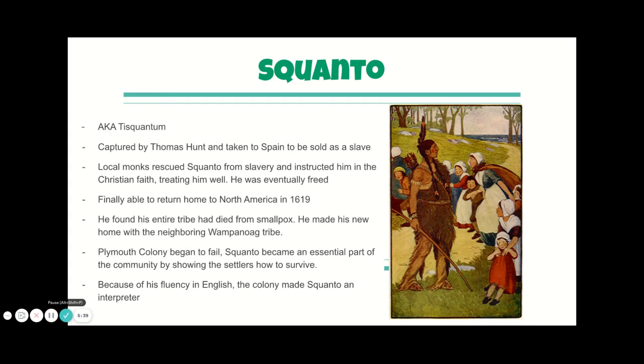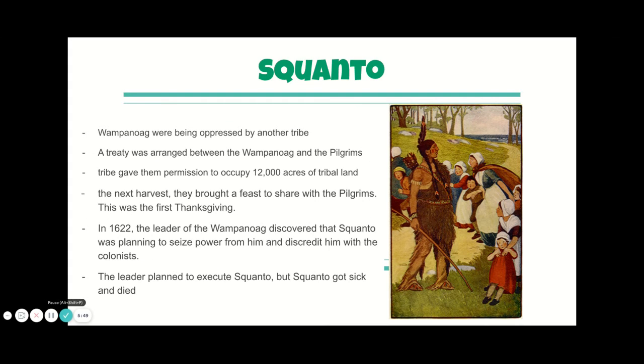Plymouth colony had started to fail, so Squanto really helped them become an essential part of the community. Because of his fluency in English, the colony made Squanto an interpreter as well. The Wampanoag people were being oppressed by another local tribe. So eventually they signed a treaty with the Pilgrims, and Squanto helped them sign that. The tribe then gave the Pilgrims 12,000 acres of tribal land, and they taught them how to harvest.